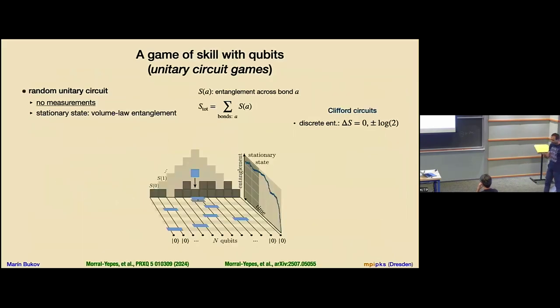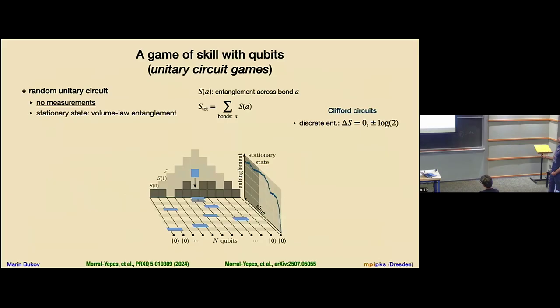And to answer this question, we're going to define a game of skill, not of molecules, but of qubits, a game that is known as the unitary circuit game. And so it goes as follows. Suppose you're given a chain of n qubits, as I'm showing here. And what you can do is you can apply random Clifford, let's say, gates on neighboring qubits, so local gates. And as you do this, you can measure the total entanglement. This is the sum of the different entanglements across all these bonds.